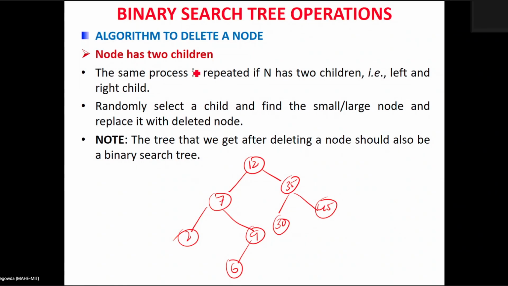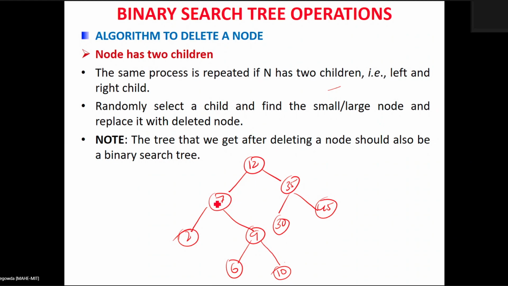So next is the node with 2 children. Say for example, if you come to this 7 and have a 10. Now suppose I wanted to delete the value 7. You have to follow the same process. If the node has 2 children, left and right, randomly select a child, find the smallest or largest node, and replace the deleted node with it.